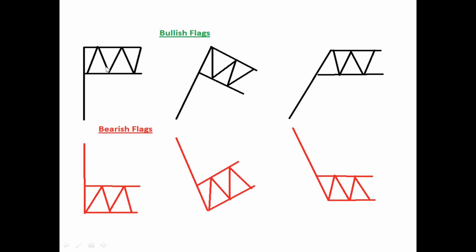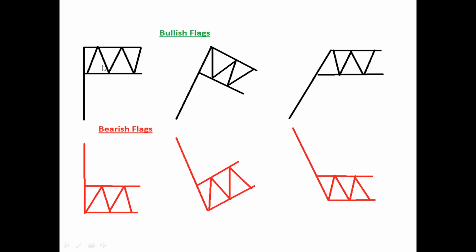Now where can we take entry in this pattern? We can take an entry over here. When the price breaks this line, we can enter here. For the target, here is the length of this rectangle, this height. Some people set this height as the target on the upper side. Some people set this pole length as the target on the upside. And the stop loss, if I take entry here on the upside, I can place in the middle of this flag, right?